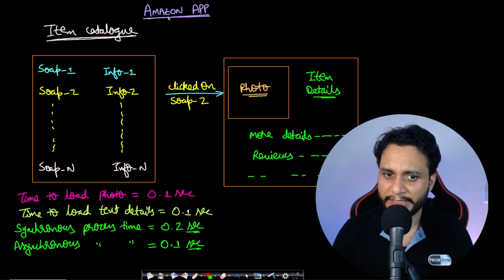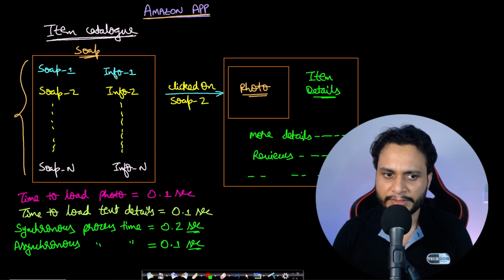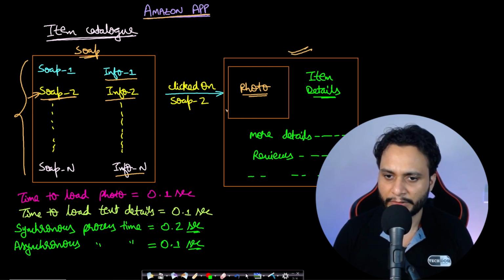Let's take a technical example. Let's consider an e-commerce application like Amazon, and let's say that we searched for soap, since we are going to buy soap, and we are seeing n number of results with a few details about each of the products, soap 1 to soap n. Now let's say we are interested in soap 2, and so we clicked on it, and after clicking we will see the detailed item catalog.